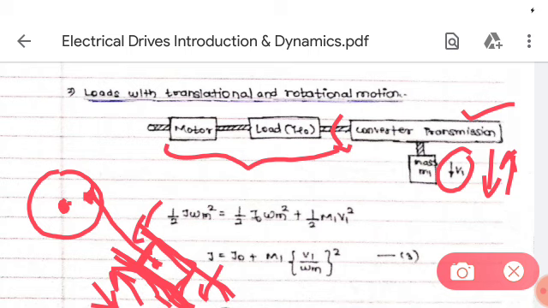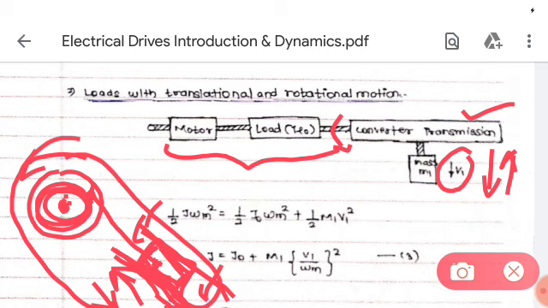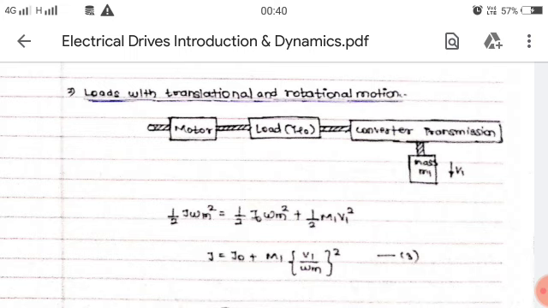So when it is moving to and fro, this point is moving like this, and due to that this wheel rotates. So this is linear to rotational motion. Or if I rotate the wheel using some motor, in that case this piston moves to and fro. So this is called rotational to linear motion conversion. So this is how it is done. Okay, now we will move on to calculations.